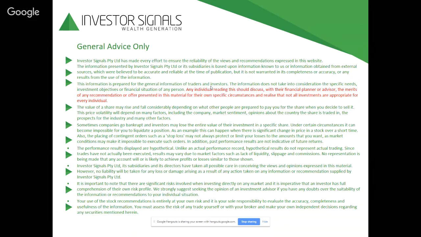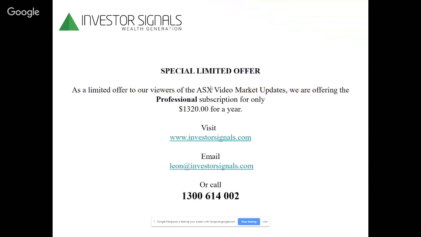Any individual reading or listening should discuss with their financial planner or advisor the merits of any recommendation or offer presented in this material for their own specific circumstances, and realise that not all investments are appropriate for every individual.